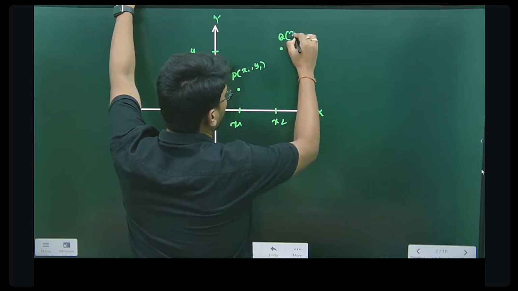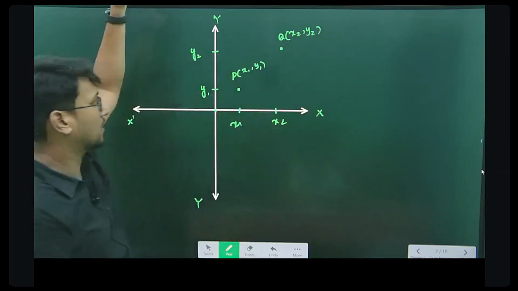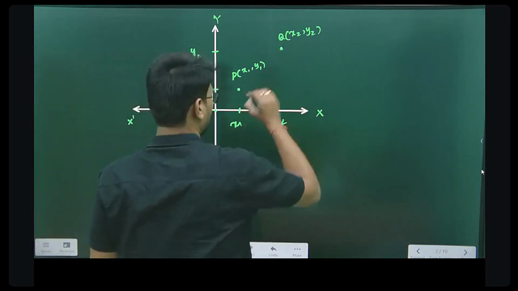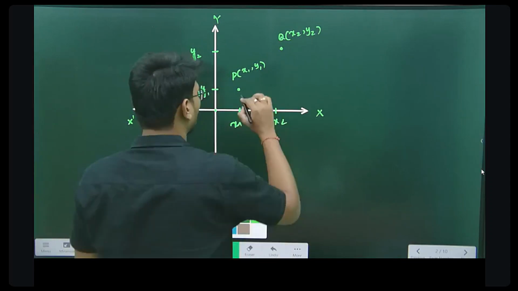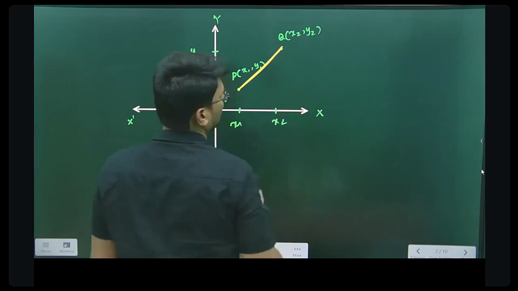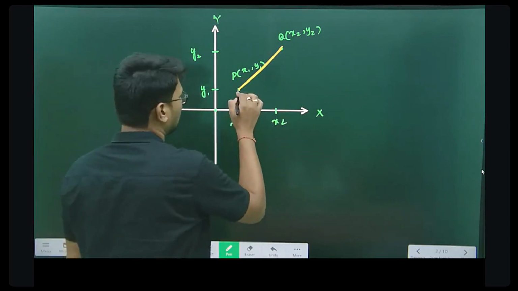What is the coordinate? x2, y2. Got it, everyone? Now we will find the distance between them, the distance between these 2 points. Check. This is the distance, right? We will find this distance. For that, what do we have to do? We have to draw the perpendicular.